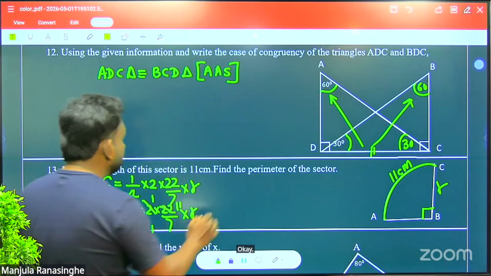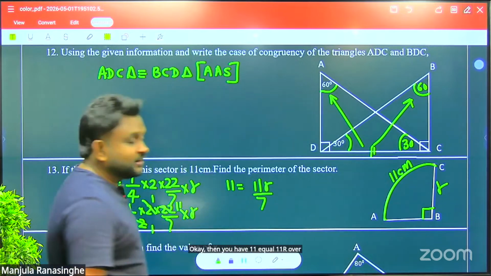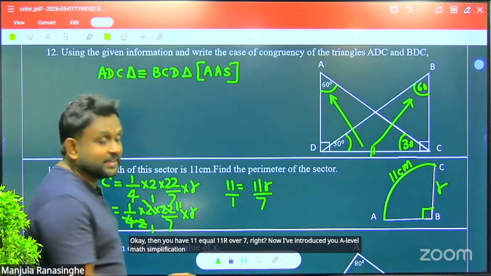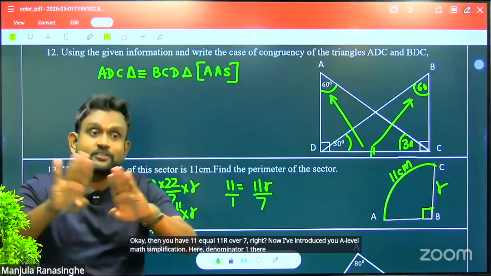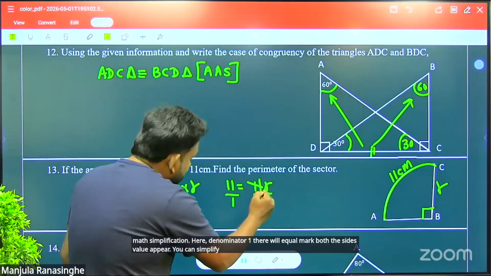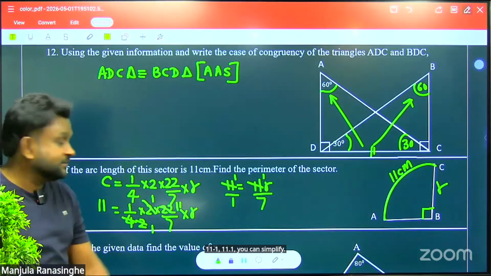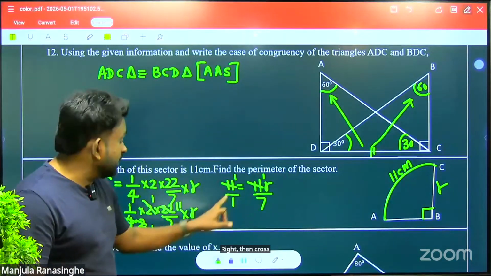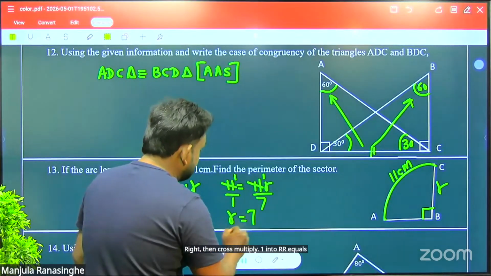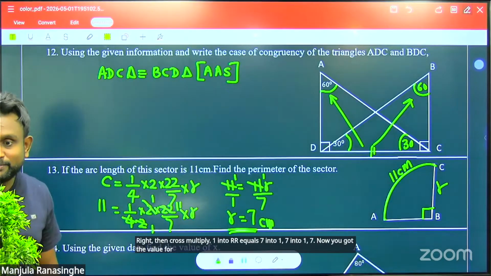Then you have 11 equals 11r over 7, right? Now I introduce you to A-level math simplification. Here the denominator is 1 there. When the equal mark has values on both sides, you can simplify the same values. 11 and 11, you can simplify. Then cross multiply: 1 into r equals 7 into 1, that is 7. Now you got the value for r, 7 centimeters.